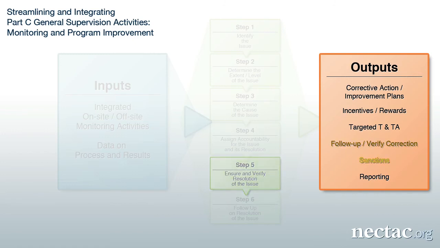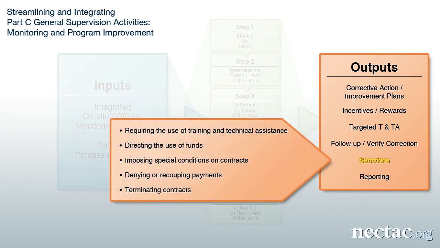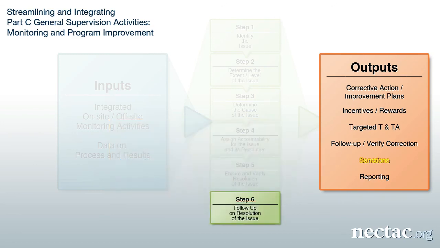When performance has not improved and noncompliance is not corrected in a timely manner, states are required to have in place a range of formalized strategies and/or sanctions for enforcement with written timelines. Such sanctions may include requiring the use of training and technical assistance, directing the use of funds, imposing special conditions on contracts, denying or recouping payments, and terminating contracts. Sanctions are an output of Step 6.